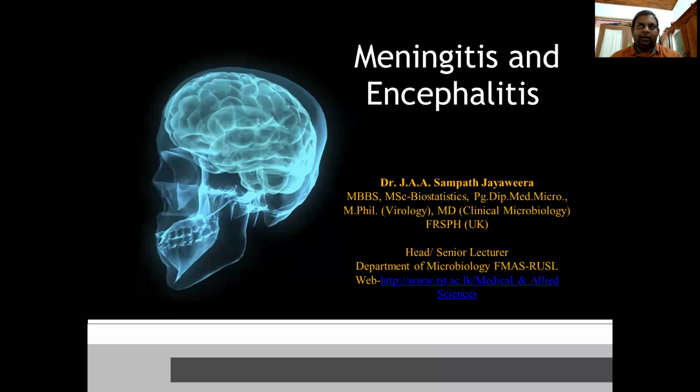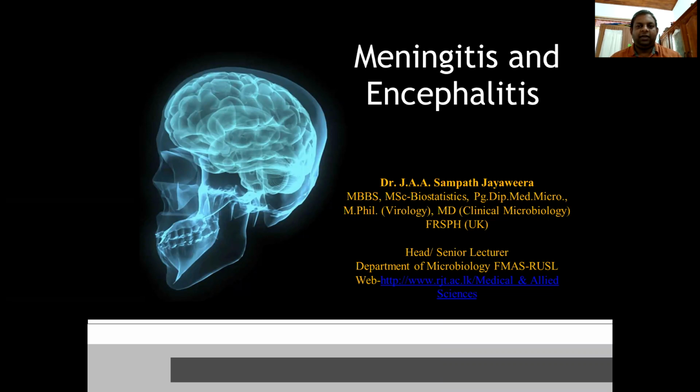Infection in the central nervous system. Here we are mainly dealing with meningitis and encephalitis. There are other infections also, like subdural abscess, empyema, and transverse myelitis. But at your level, meningitis and encephalitis per se will be enough.